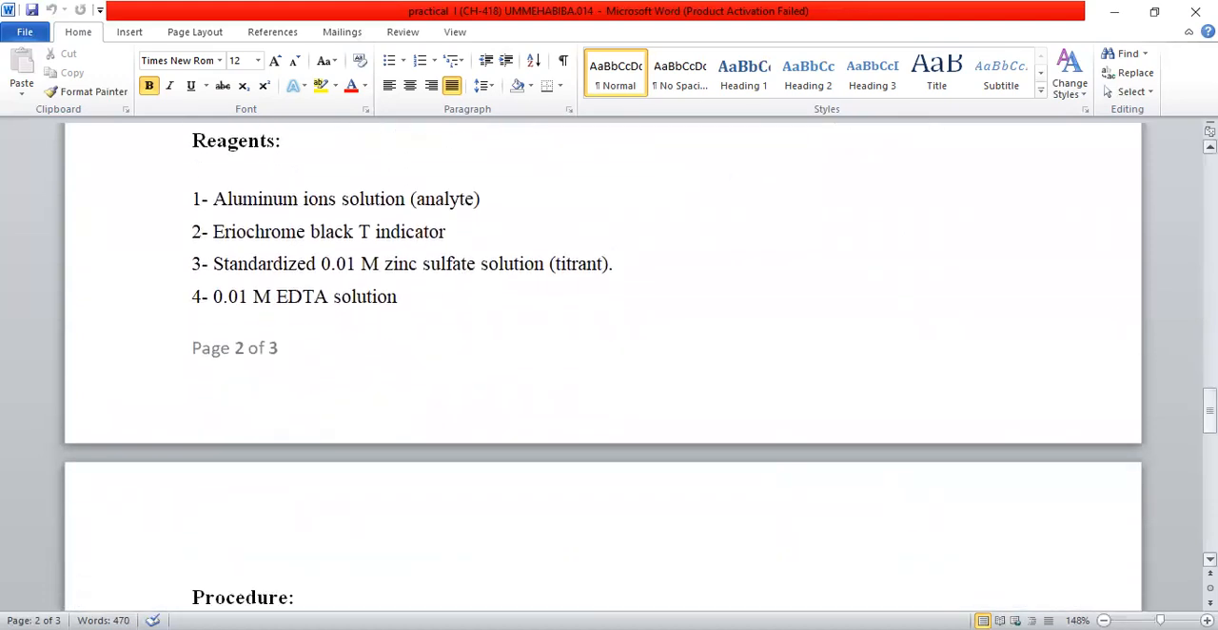Here we can see the reagents which are used in this practical. Aluminium ion solution as analyte, Eriochrome Black T as indicator, standardized 0.01 molar zinc sulfate solution as a titrant, and 0.01 molar EDTA solution.